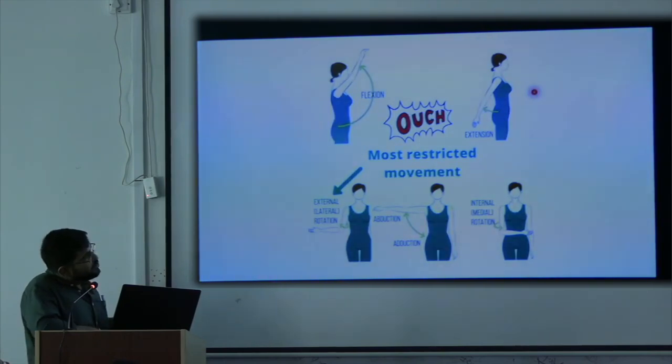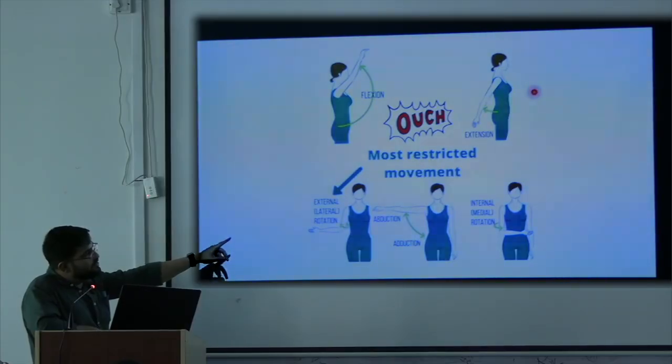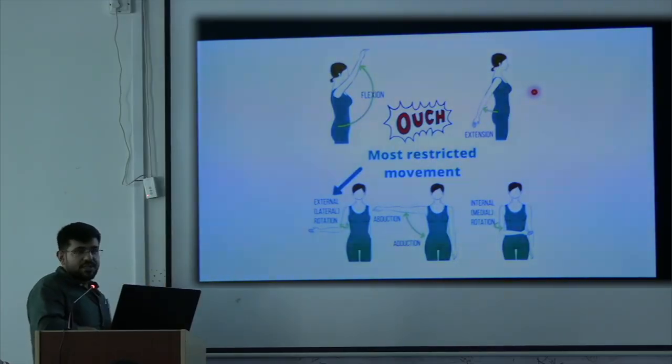So what is the most restricted movement in the frozen shoulder? It is the external or lateral rotation which is mostly restricted, but otherwise in advanced cases there is a global restriction of range of motion of the shoulder.